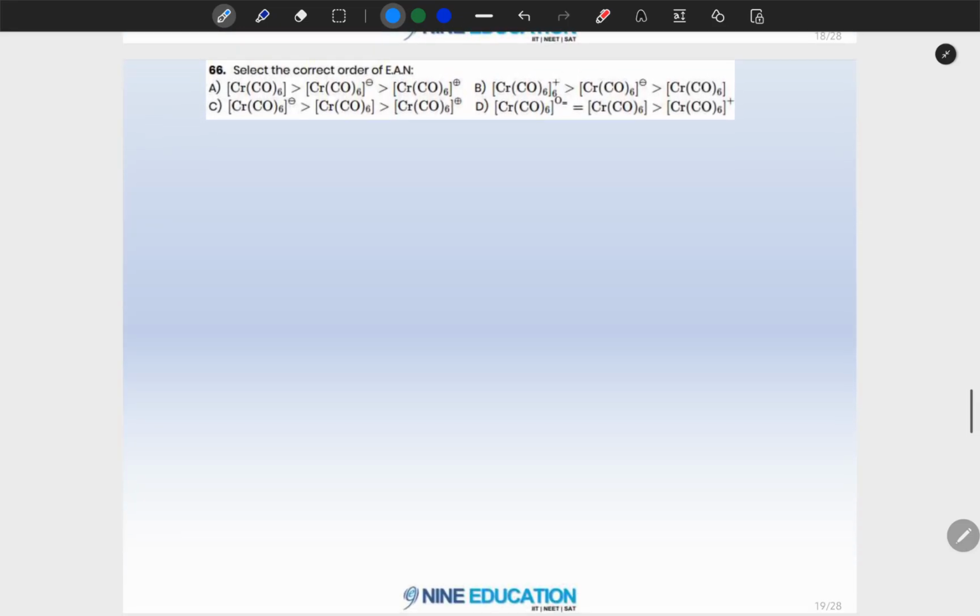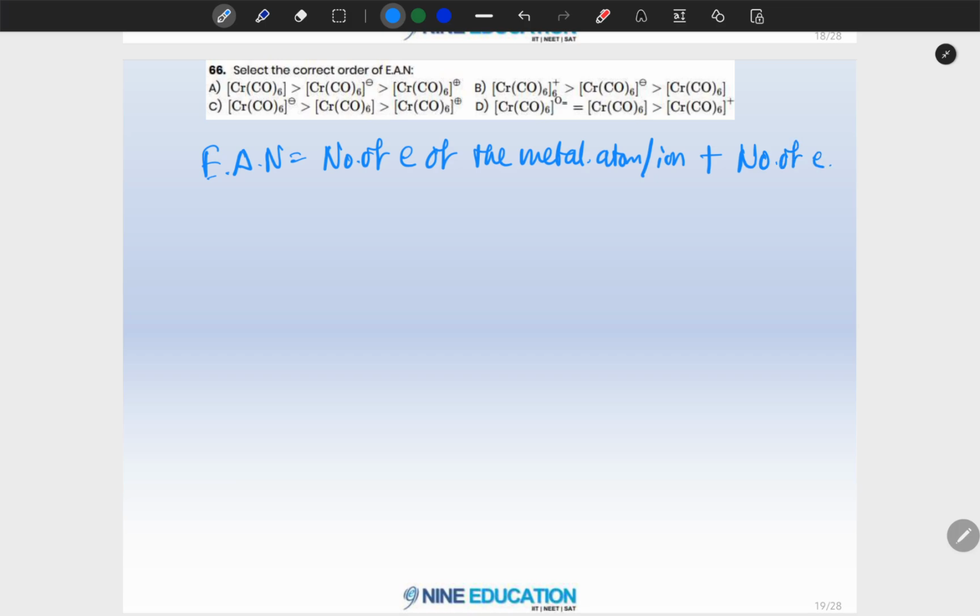Next question, we have to find out the effective atomic number. Now effective atomic number is actually the summation of the number of electrons present in the central metal atom or ion, plus the number of electrons contributed by the ligands.